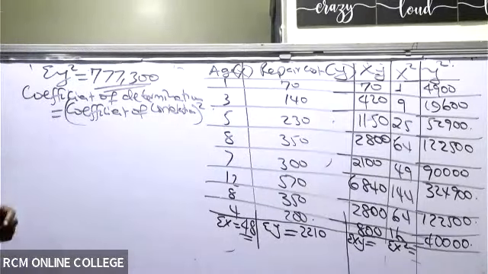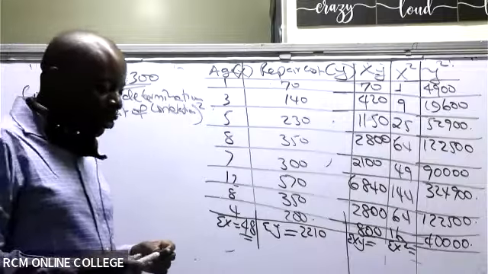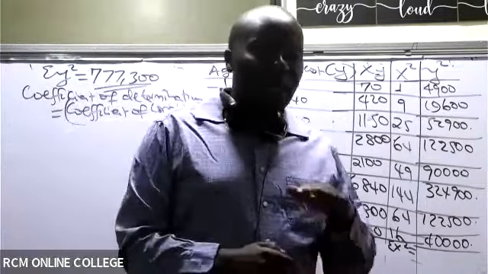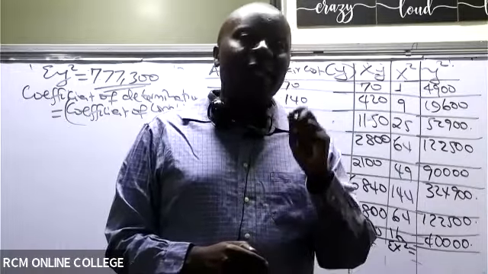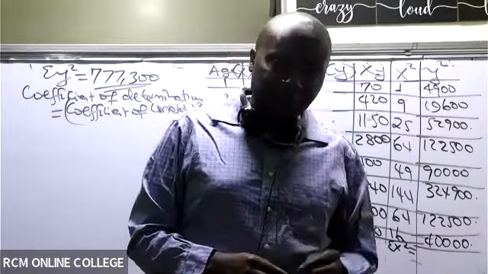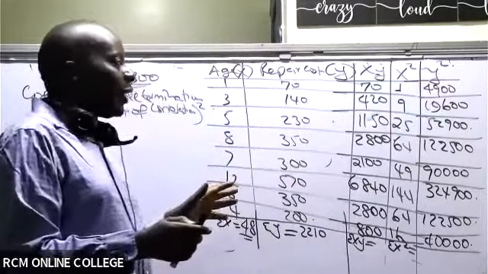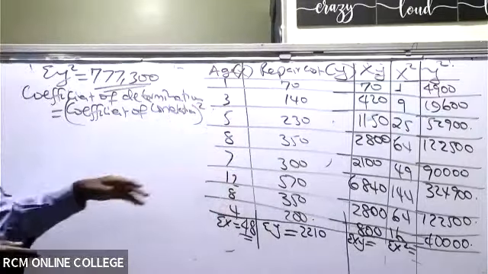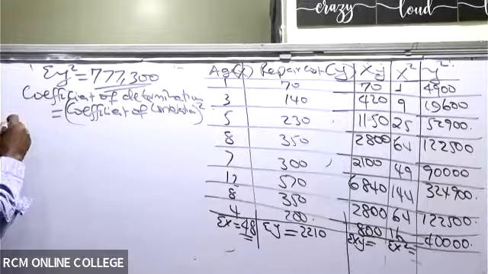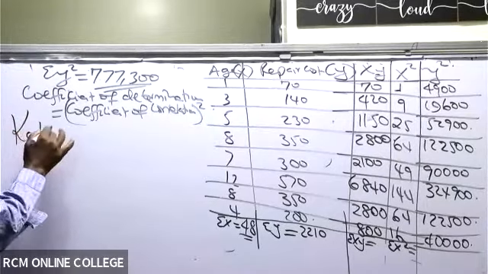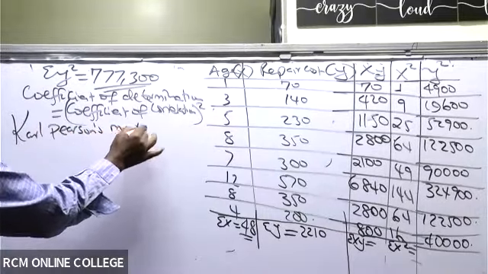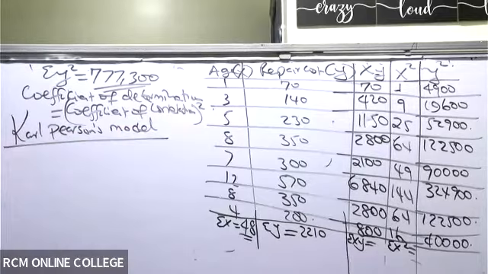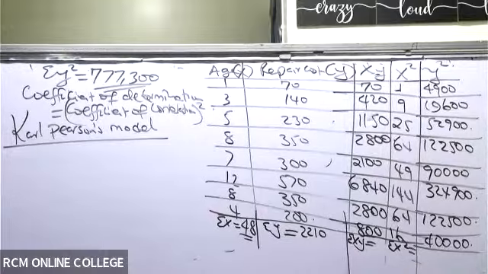Then remember, yesterday I told you that we have got two models of getting the coefficient of correlation. We have what we call the ranks model, and then we have what we call the Karl Pearson's model. For quantitative variables, like these, we shall use the Karl Pearson's model. So then how do I get the Karl Pearson's model?